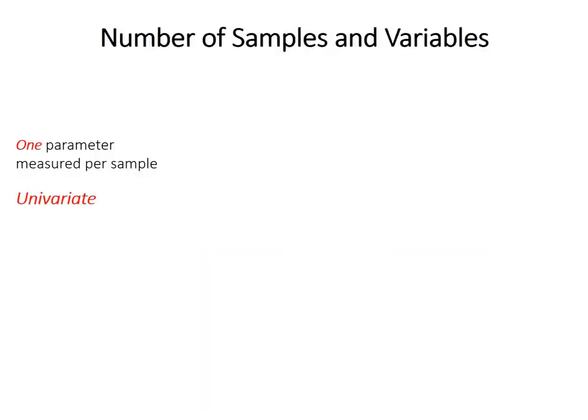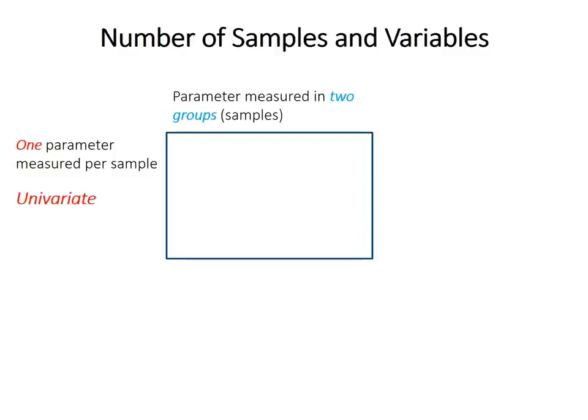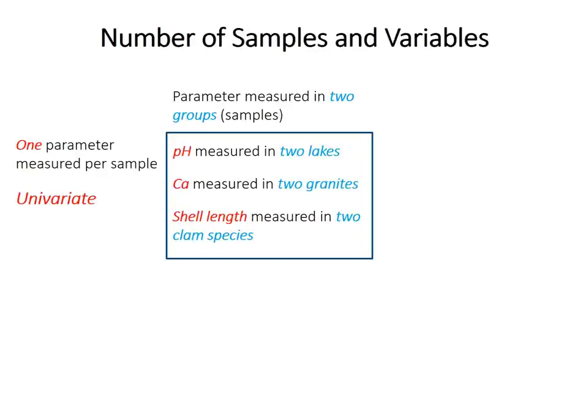So once you've determined the type of data, and especially if you're dealing with continuous data, you often need to know the number of samples and the number of variables in order to choose the appropriate test. So most commonly you'll have a single variable, one parameter, one thing that you've measured that you're comparing between your samples. And so this is called univariate. There are tests designed specifically to compare two samples. So for example, comparing pH, which is one variable, between two lakes, two samples, two groups. Or calcium concentration, also one variable between two samples of granite. Or shell length, a single variable between two different species of clams.